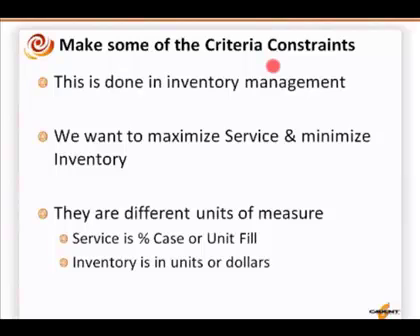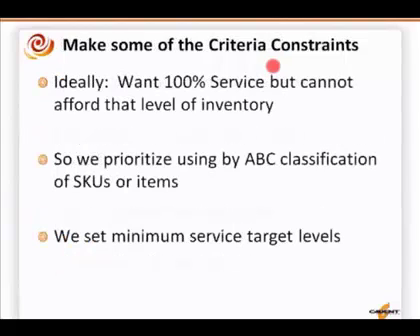Another way is making some of the criteria constraints. We do this in inventory management, and it's really a basic way of doing it. Let's just look at 2 dimensions of the 4. We want to maximize service and minimize inventory. They're very different units of measure. Service is percent case or unit fill. Inventory is in units or dollars.